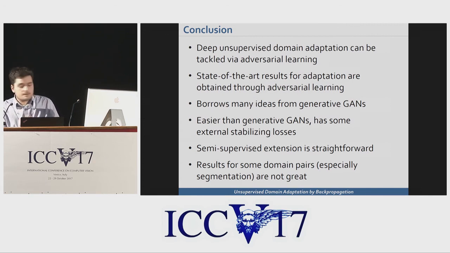And another thing that I wanted to mention in the end is that I've shown you some examples and excerpts from some papers which report really good results. But it's definitely not a solved problem for some domain pairs and some tasks, especially for semantic segmentation, I would say. The results for unsupervised domain adaptation are actually quite poor, and there are lots of gains to be made. There should definitely be new developments in this story. Okay, thank you for your attention, and I think we have time for some questions.